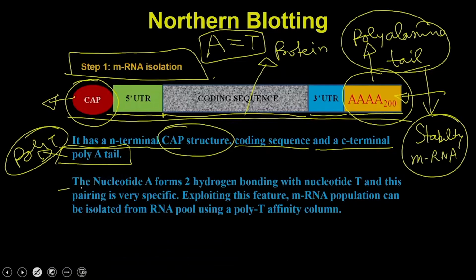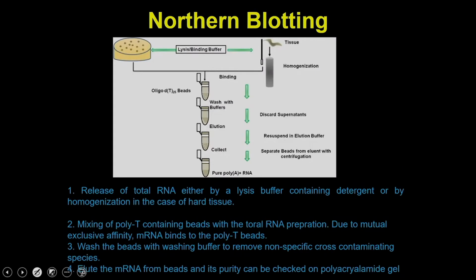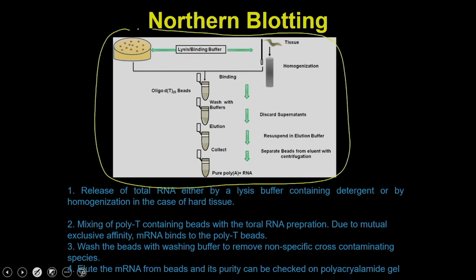So, nucleotide A forms the 2 hydrogen bonding with the nucleotide T, and this pairing is very specific. Exploiting this feature, the messenger RNA population can be isolated from the RNA pool using a poly T affinity column. So, this is the complete scheme of how you can utilize a poly T affinity column to purify the messenger RNA. You have multiple steps.